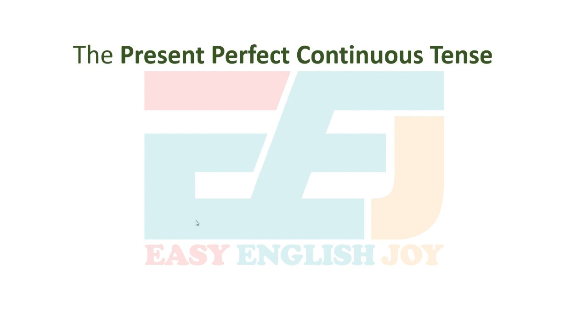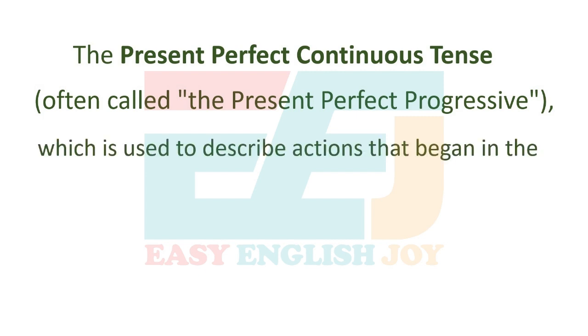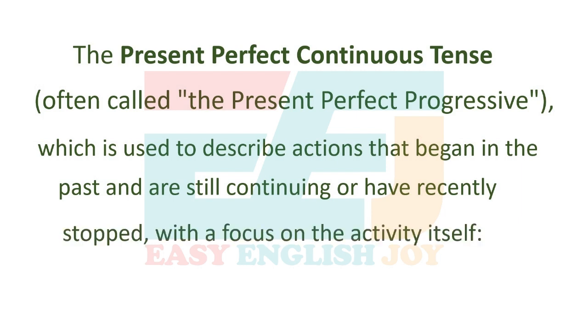The present perfect continuous tense, often called the present perfect progressive, is used to describe actions that began in the past and are still continuing or have recently stopped, with a focus on the activity itself.